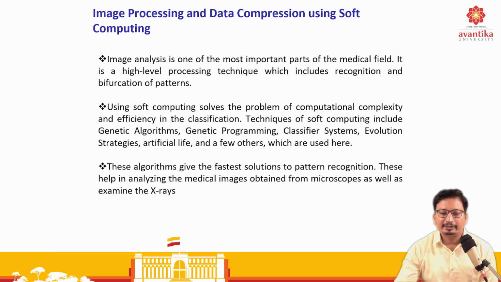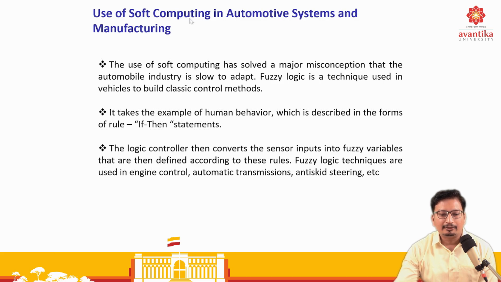So the concept of data compression is also important nowadays, because the data generally consists of a lot of memory, and if we want to compress that data, then we can use the different soft computing approaches for representing the same. Now next is the use of soft computing in the automobile systems and manufacturing.